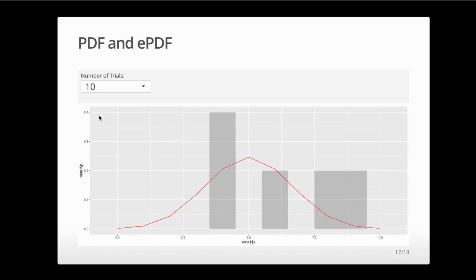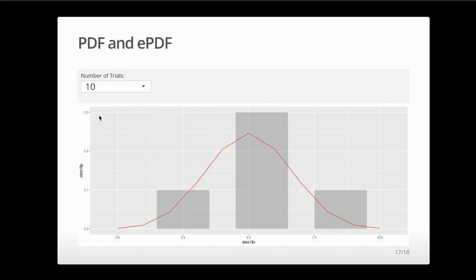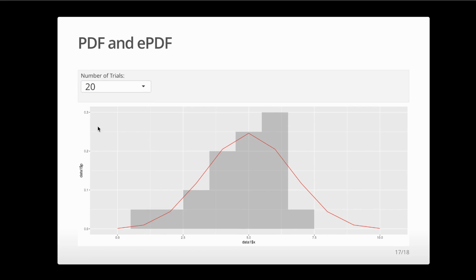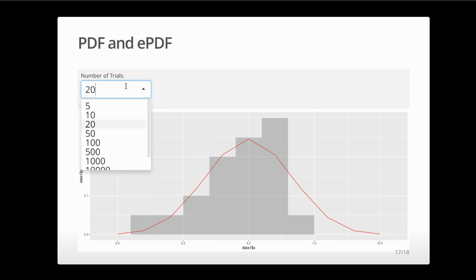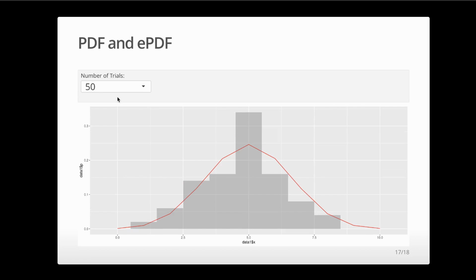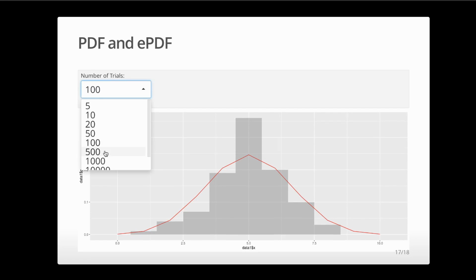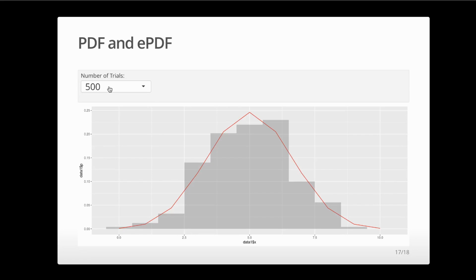If we increase our number of trials to 10, well, that's looking a little bit more like our PDF, our probability distribution function. So we get to 20, still not really looking like the probability distribution. But as we increase the number of trials to 50, to 100, 500, 1,000, right now at 1,000, our empirical, right?